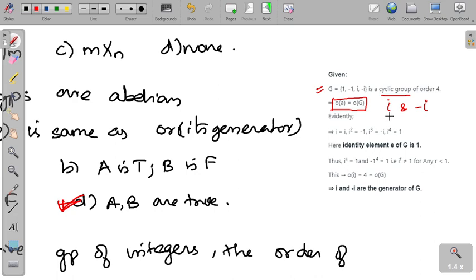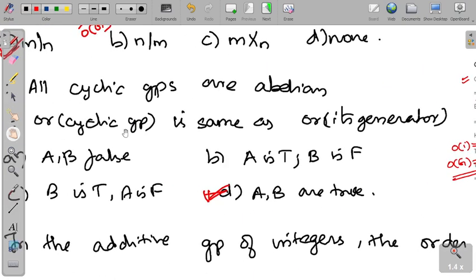Now here, taking the generator i, i power 4 gives the identity element. For checking this, first you have to find the identity element under multiplication. So this is the identity element, 1. So i power 4 gives 1. So what is its order? 4. So the order of this generator is 4, which gives the identity element, and the order of the cyclic group is also 4. So we can say that the order of the generator is equal to the order of the cyclic group. Here i and minus i are the generators. If I take minus i the whole power 4, it also gives the identity element 1. So the order of the generator is equal to the order of the cyclic group. So both options are right.